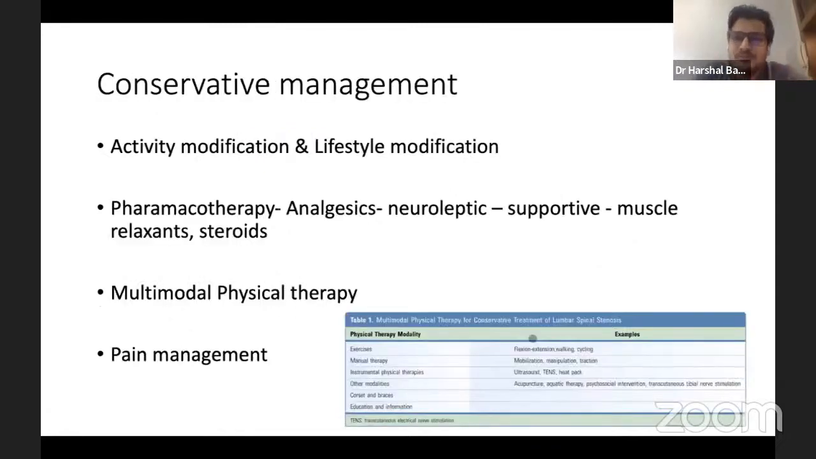What is conservative management? After understanding the pathophysiology, etiogenesis, and the classification, conservative management largely rests on activity modification and lifestyle modifications. You teach them to remain within their confines and start working on multimodal physical therapy.